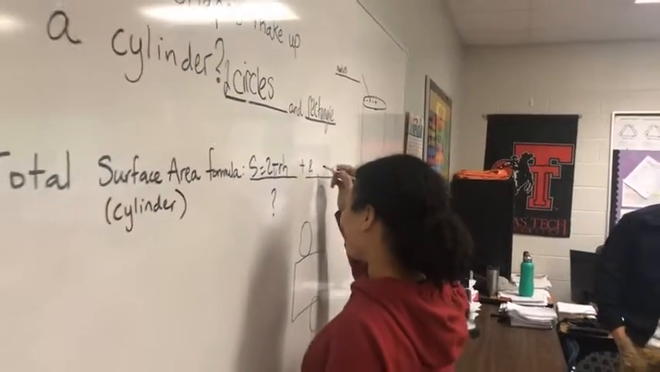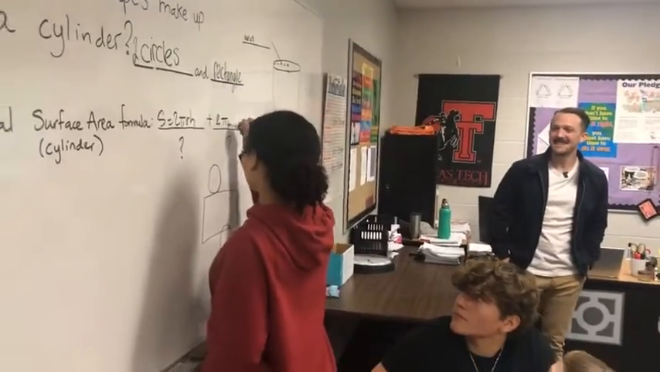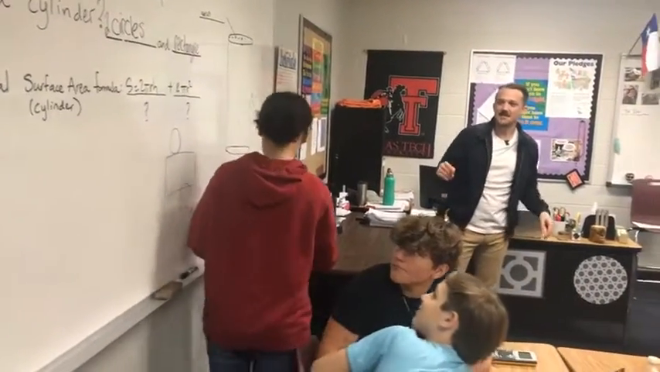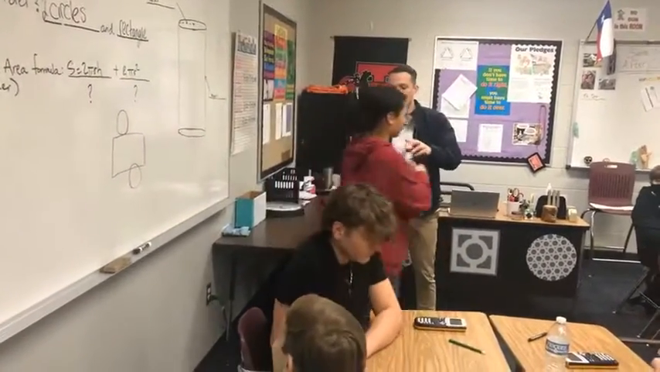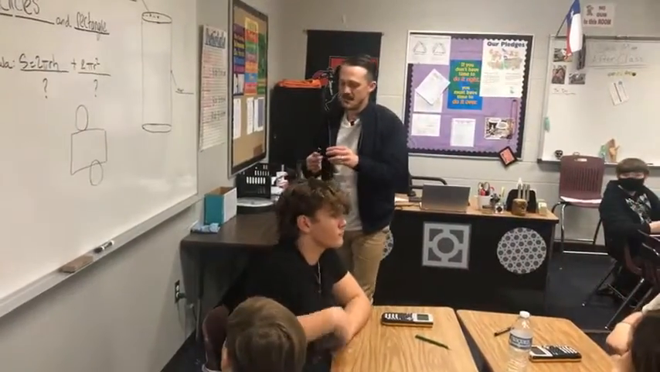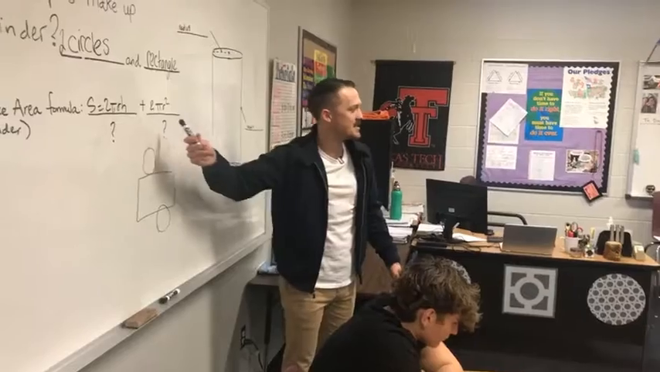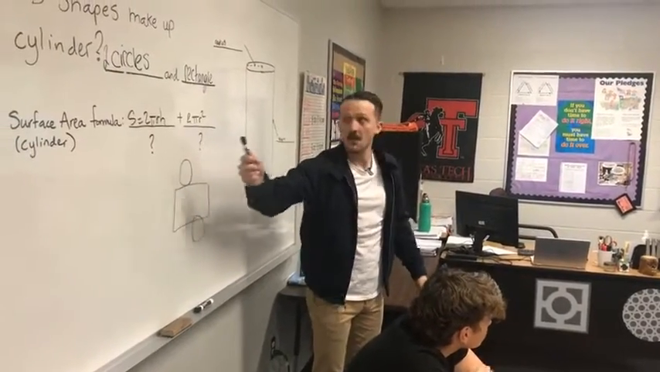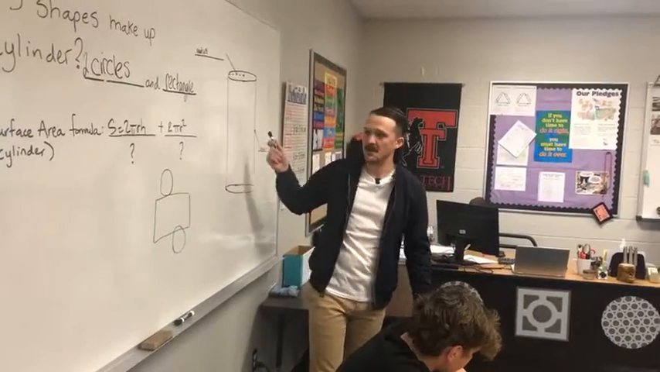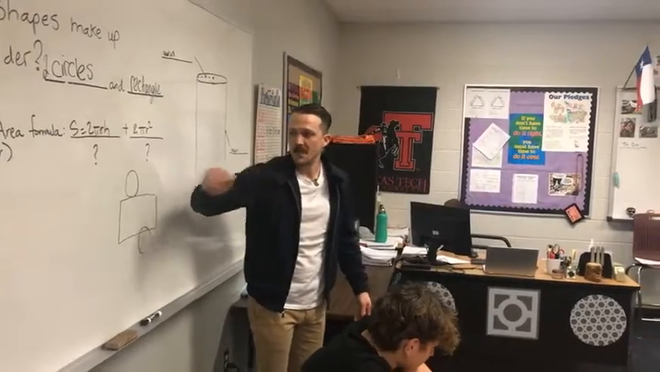Got it? Pi. There you go. So Alexa put up there S equals 2 pi r h plus 2 pi r squared. And I think all y'all know this, but what do r and h represent? Radius and height that Braxton told us about, okay?